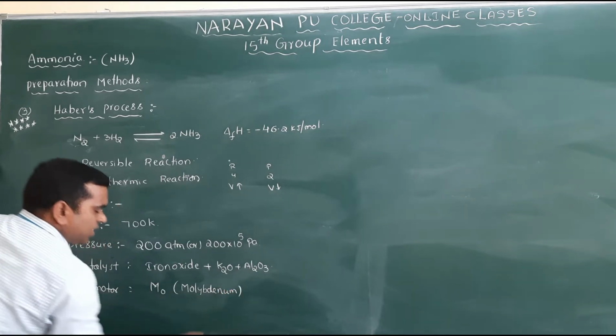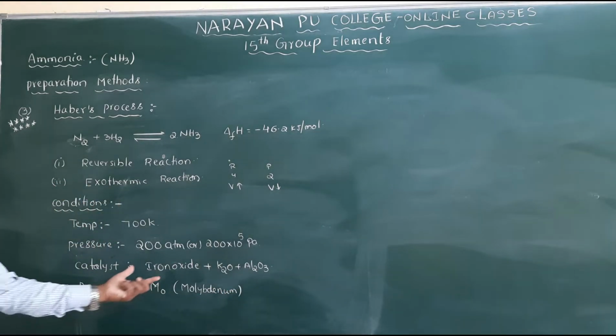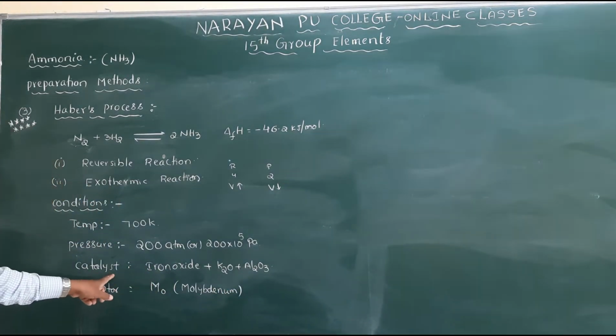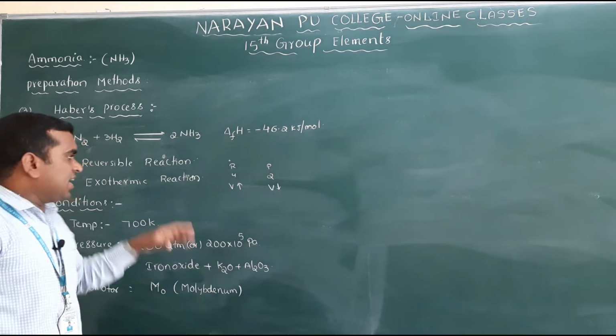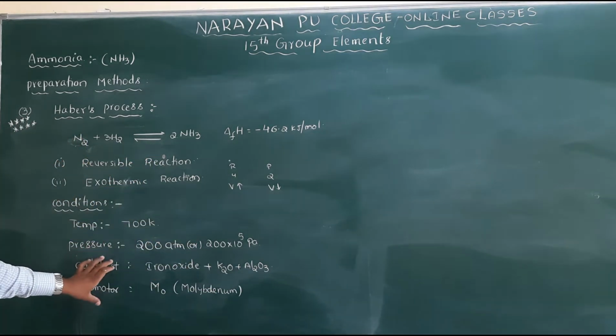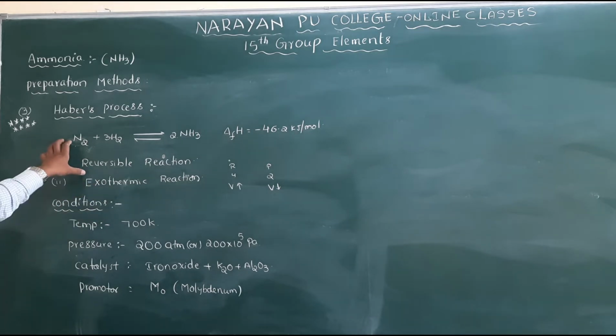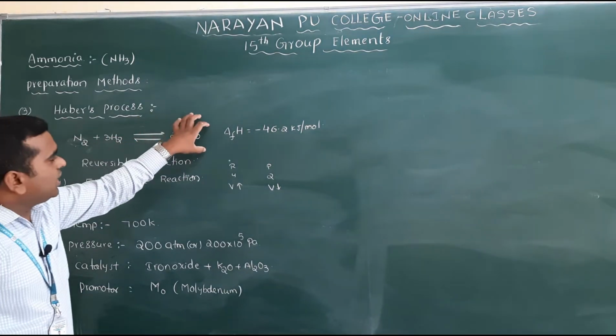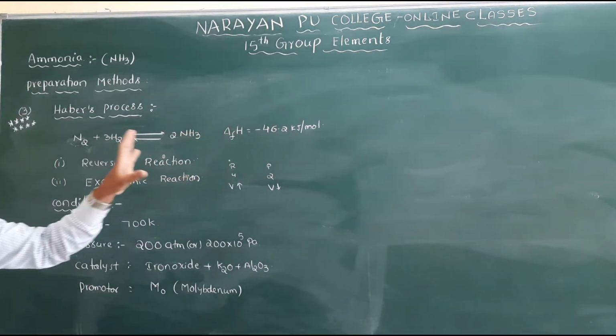So what is the promoter? A promoter is a co-catalyst. It increases the activity of the catalyst. And these are the main conditions to maintain to get a good yield in the Haber process.